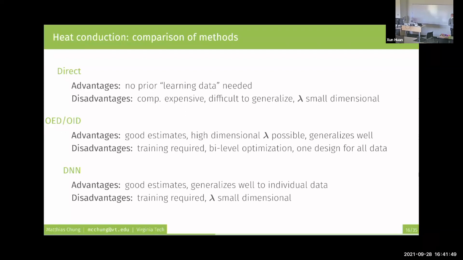However, because of this, you can actually apply this for higher dimensions. Your lambda can be extremely high dimensional. For the DNN, it can be problematic. We haven't fully explored that. So DNNs give you pretty good estimates, even for individual data, and it trains very well, but it needs training, right? So, any questions for that?